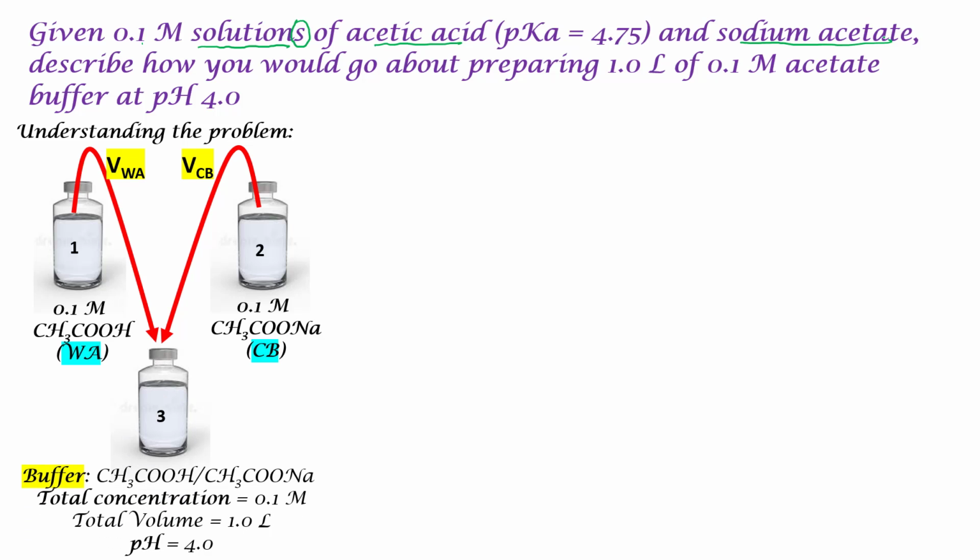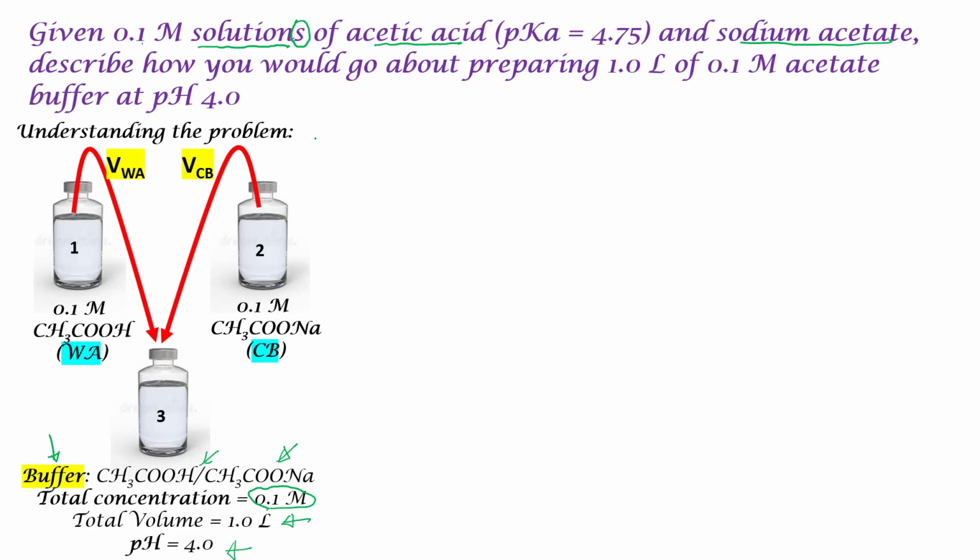We're going to put them in a third bottle, and when you mix the acetic acid from bottle 1 and the sodium acetate from bottle 2, in bottle 3 you're going to produce a buffer solution. For that buffer solution, the total concentration of your acetic acid and sodium acetate has to be 0.1 molar. The total volume in that bottle has to be 1 liter. And the pH of the solution you produce after mixing has to be 4.